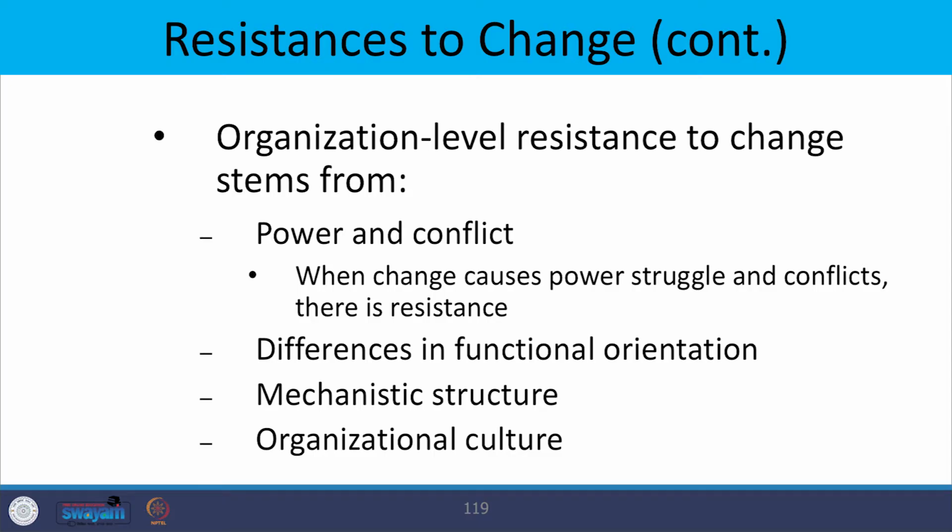The perception that change is incompatible with the goal and interest of the organization. Resistance also occurs because of organizational level factors like power and conflict. When change causes power struggle and conflict, there is resistance. Differences in functional orientation, mechanistic structure, and organizational culture. So, there are also organizational level factors which can cause resistance.